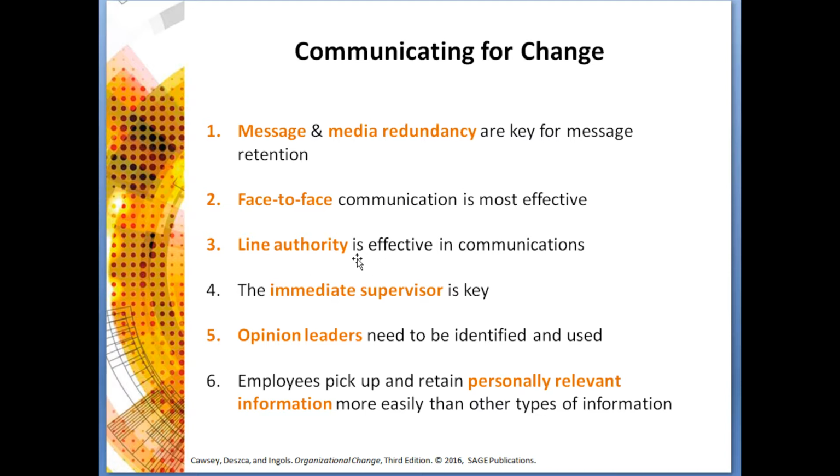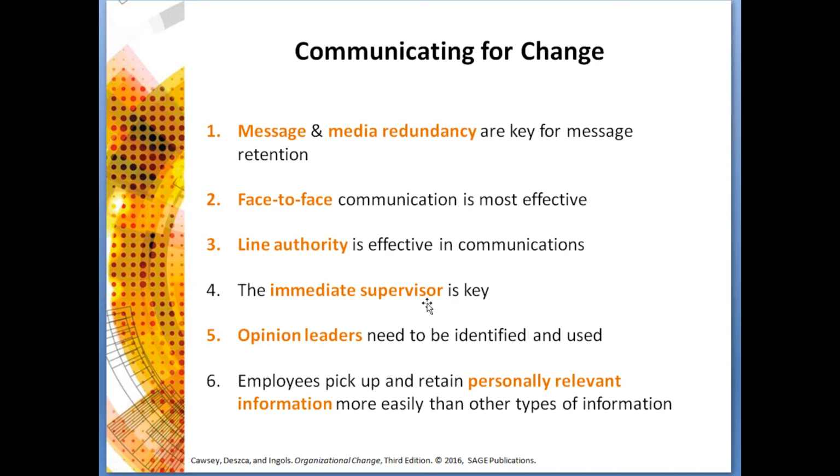Line authority is most effective. People talk to their people in their organizational line, and it goes right down the line, so that you get it from the top, following down the chain of command. Not so much ordering you to follow it, but the information about why this is important comes right down the chain of command, so they don't have to hear it in the hallway.